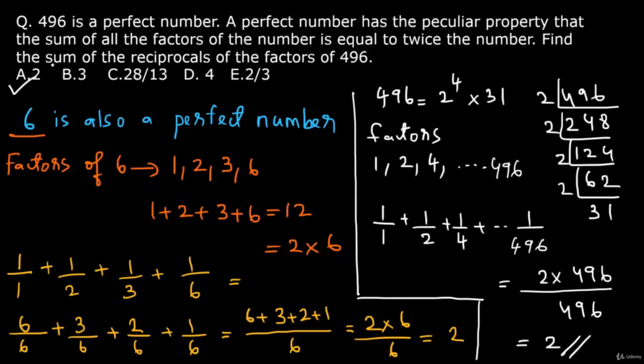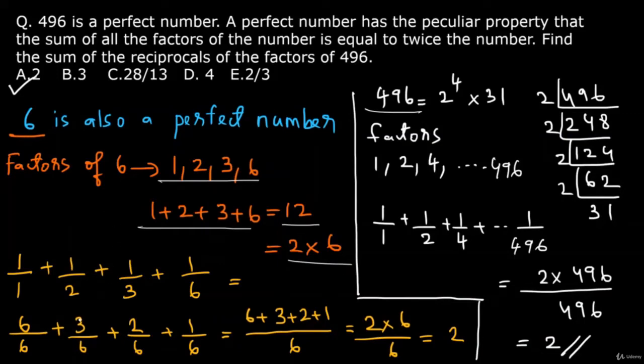Now to understand this, let's take a simpler perfect number first, and then we'll come to 496. Over here we have 6. 6 is also a perfect number. Why is that so? What are the factors of 6? It's 1, 2, 3 and 6. And if you add these factors, you'll see that you get 12, which is equal to 2 into 6.